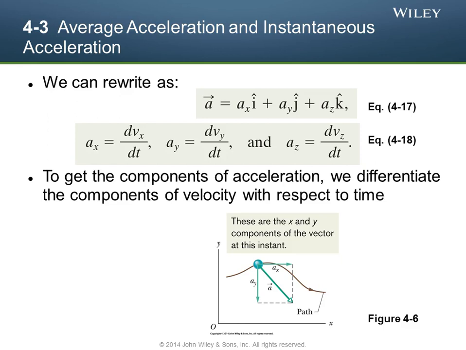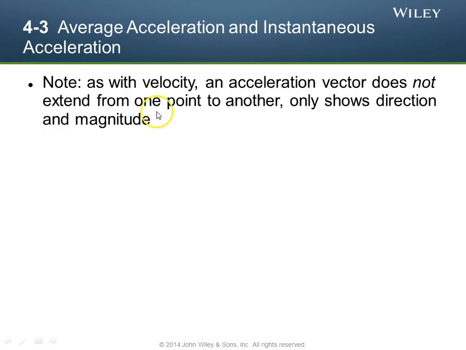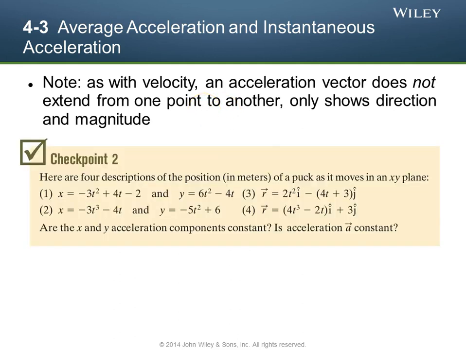And so we have an acceleration, and the acceleration vector shows us the change in velocity. It's not going to be tangent to the path like the velocity vector is. It's showing us the direction of the change of that velocity. And so just like with velocity, the acceleration vector does not extend from one point to another. It only shows the direction and the magnitude of that change in velocity.